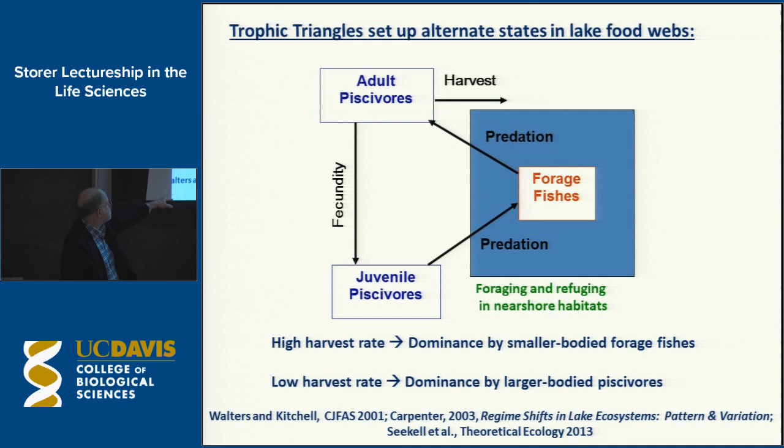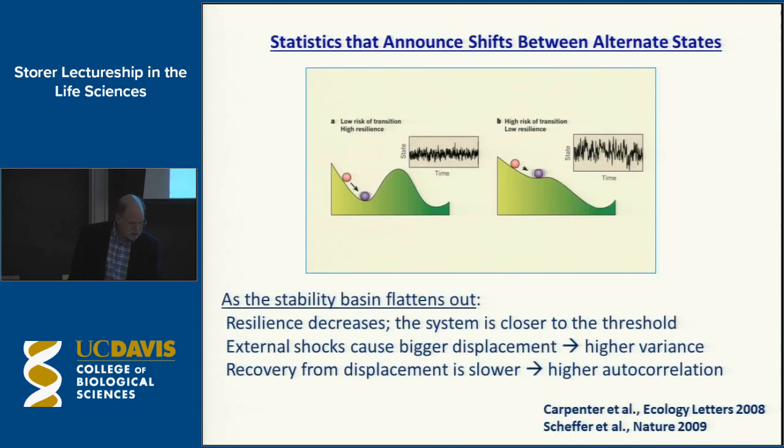And there's a nice explanation of this in a paper by Carl Walters and Jim Kitchell, and I've talked about it. There's a paper by David Segal that develops some of the theoretical aspects of it in Allen's journal, Theoretical Ecology, if you want to read more about it. And I suspect these are pretty widespread in pelagic systems, certainly in lakes.